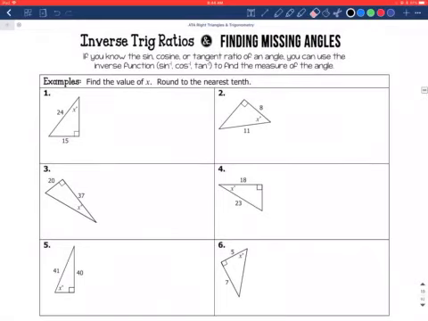All right, so inverse trig ratios. This is the exact same thing from yesterday, but instead of finding the sides, we're going to find the missing angles. You notice that yesterday we always had an x on the side. Now we have an x where the reference angle is. So we need to find it. So we're doing the inverse of what we were doing yesterday.